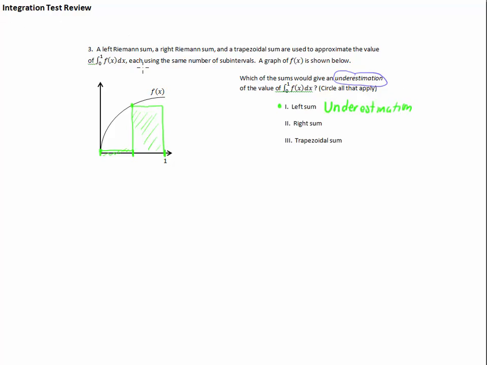Okay, let's see what happens when we do a right-hand sum. Let's do 2 subintervals again. This time we're using the right-hand side, so this time I'll go up here on this side, and this is my rectangle. And I'll go up on this guy, right up to there, and there's my other rectangle. And you'll notice this time that that is definitely overestimating it. So that is an overestimation.